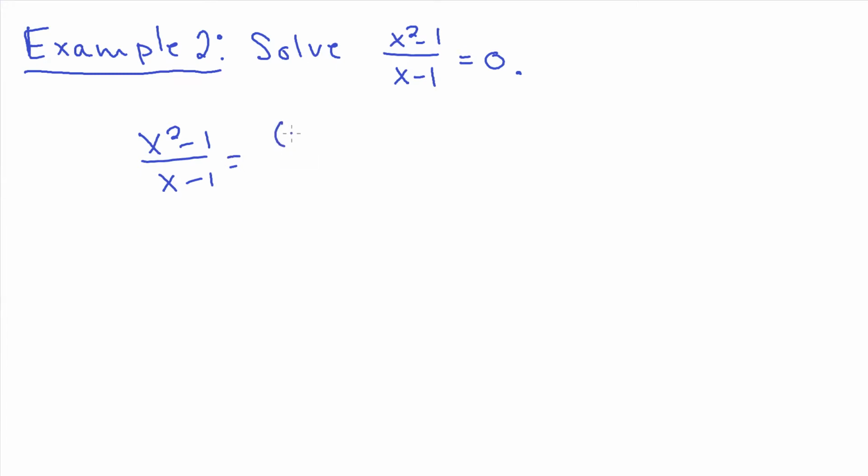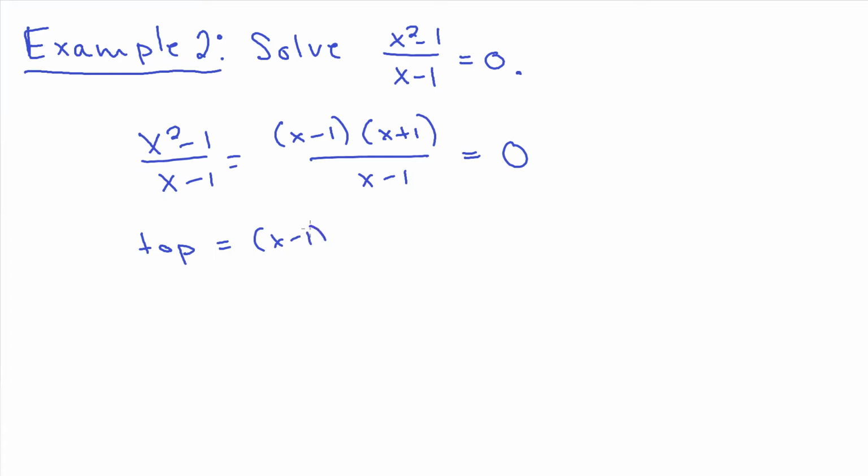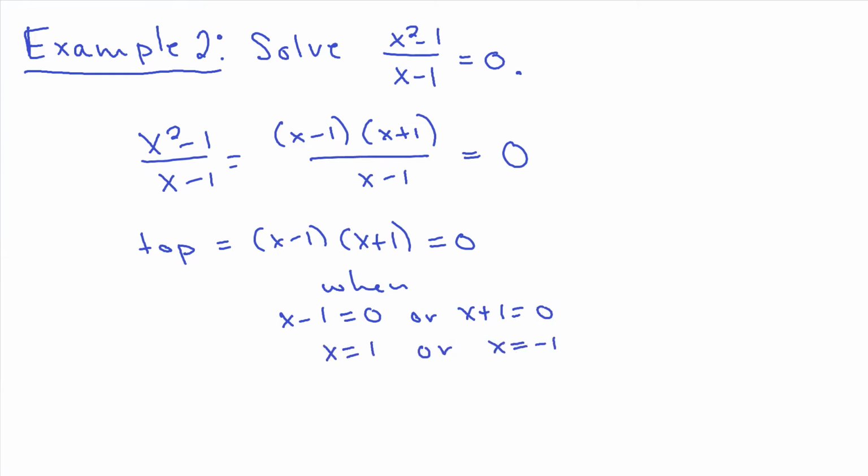So I take the top and I factor it as x minus 1 times x plus 1, over x minus 1, and I ask, okay, when is this equal to 0? One method that's really useful is to say the top is equal to 0. So the top, which is x minus 1 times x plus 1, is equal to 0 when x minus 1 is 0 or x plus 1 is 0. So when x is equal to 1 or x is equal to minus 1.